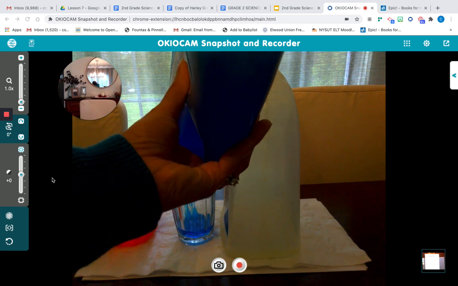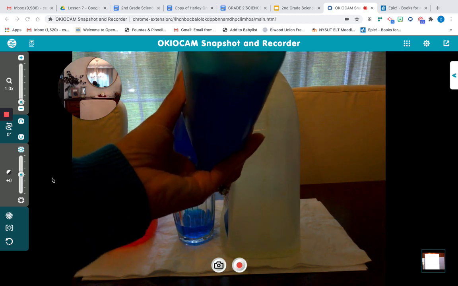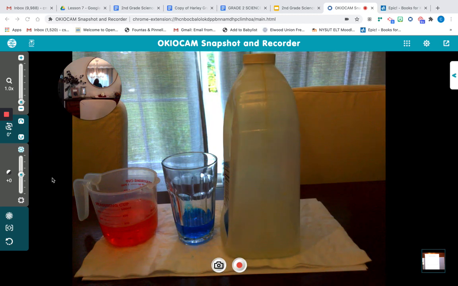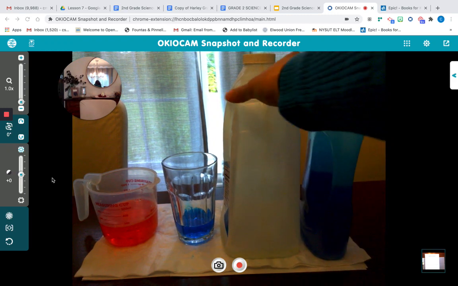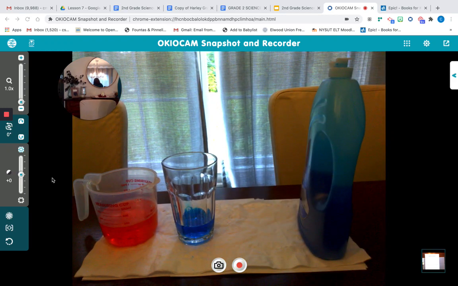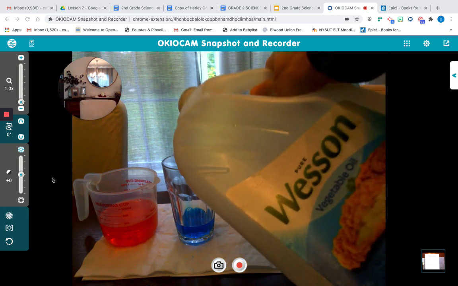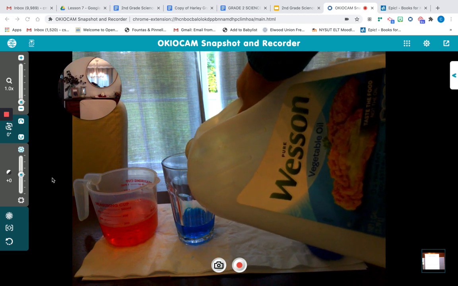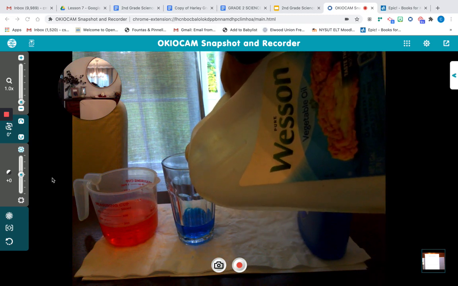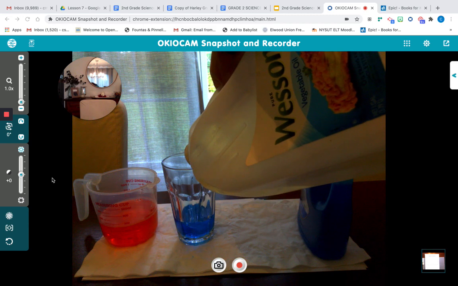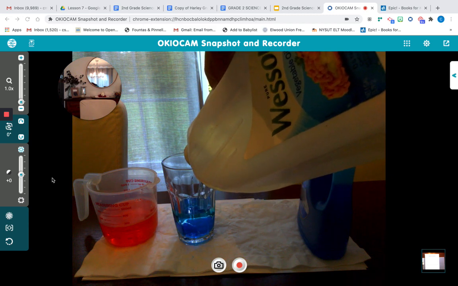Okay, pour a whole bunch in so you can see. All right. The first layer I poured in. Next, I am going to pour in the oil, the vegetable oil. Let's see what happens. I'm going to pour it in slowly. Let's see which one settles to the top and which one settles to the bottom.